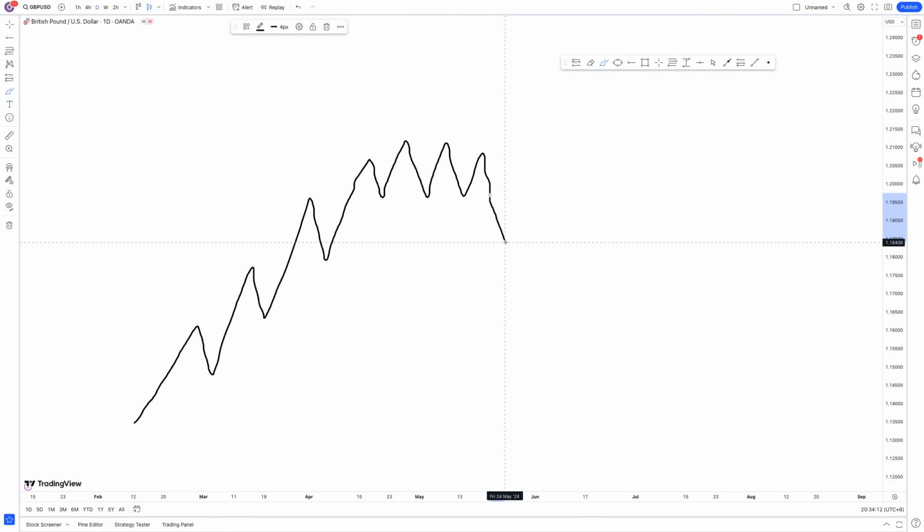When price drops, this does not mean that price is going to reverse to a downtrend yet, because price can easily drop like this and still go back up.